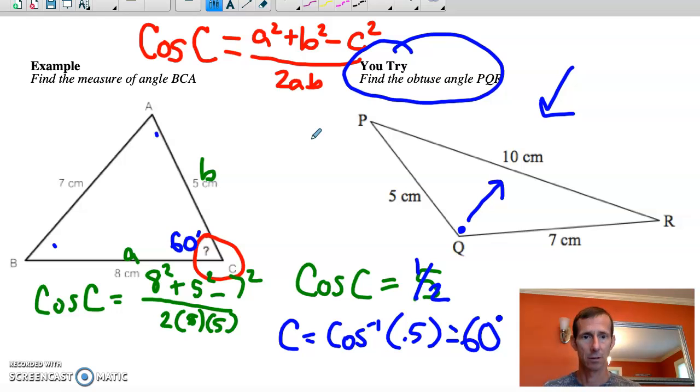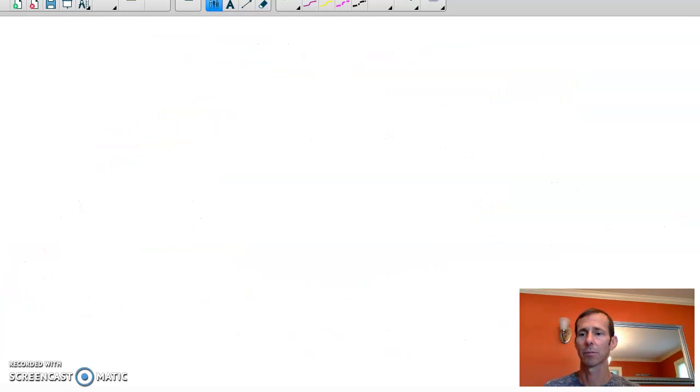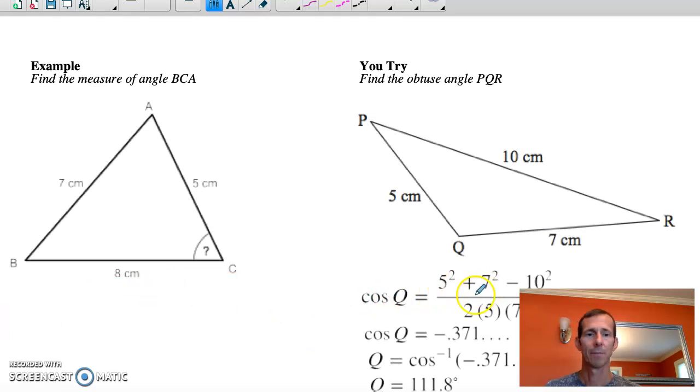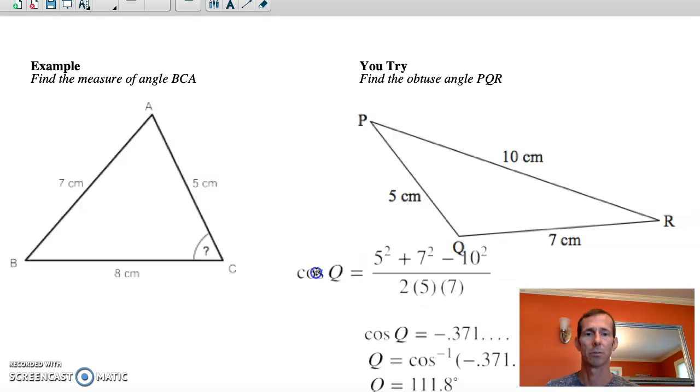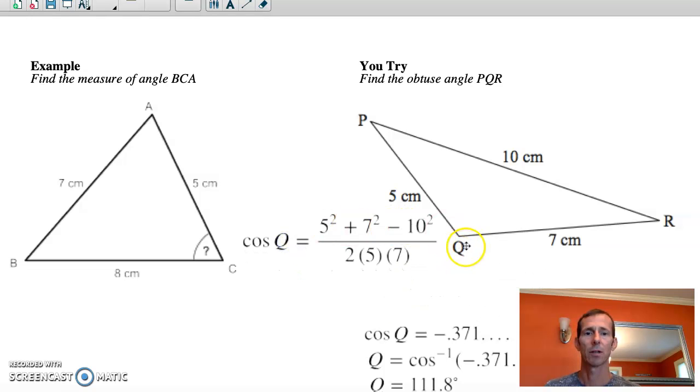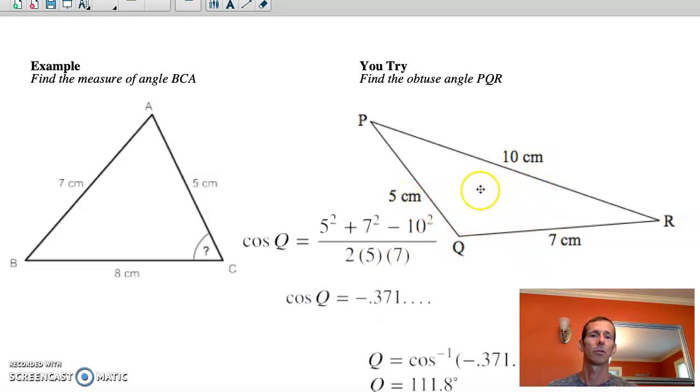and once you're done, which I'm assuming you are because you started playing again, you can now verify your answer to that problem. I went one page too far. In this one you can kind of see everything except that my face is in the way, so I'll pull everything up. If I want Q, notice that I'm talking about 5 squared plus 7 squared minus 10 squared, and that's over 2 times 5 times 7. You get that answer. It's negative.